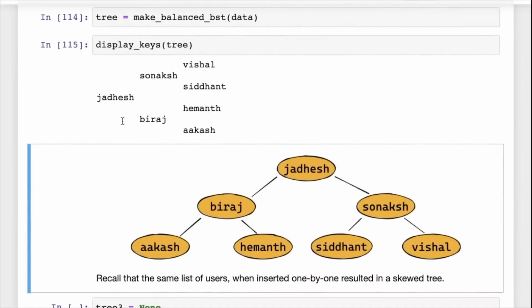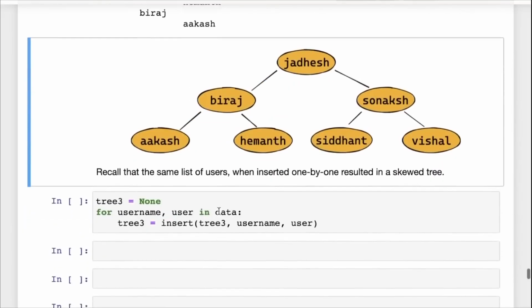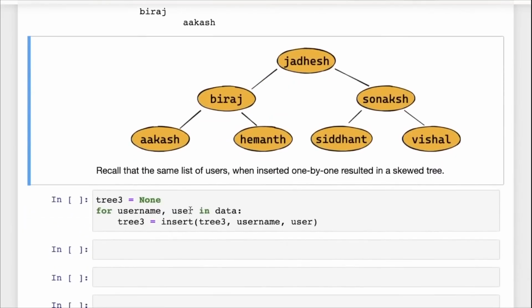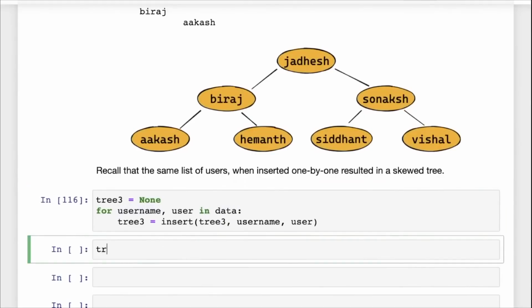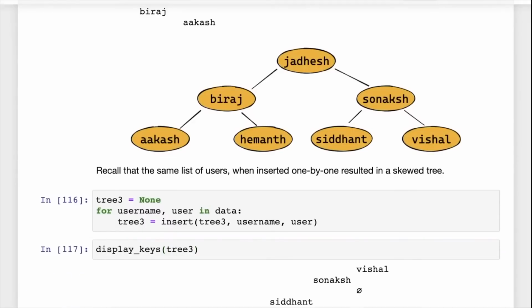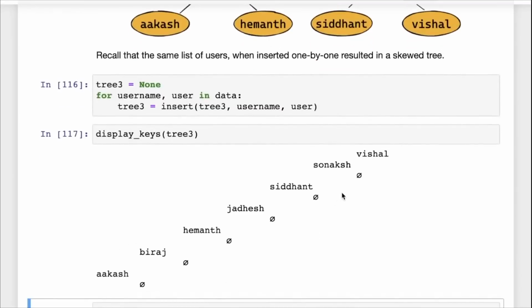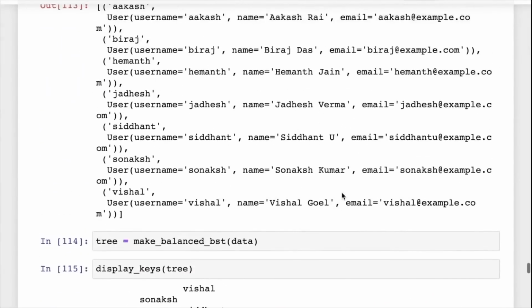So there you go. Now we've created the tree perfectly as we wanted it. Jadesh is at the center and we have Biraj and Sonaksh on each side, and then the appropriate nodes on each side as the children of those nodes. Now recall that the same list of users when inserted one by one resulted in a skewed tree. Here we are getting the list of users, username and user, from data and inserting them. And you can see calling display keys on tree 3 returns a skewed tree. Okay. So whenever you have a sorted array and you want to create a balanced BST, the way to do it is to start from the middle out.